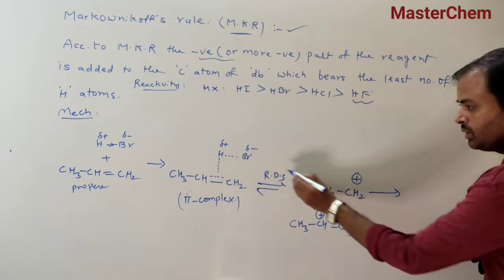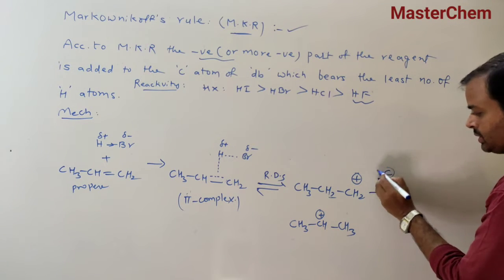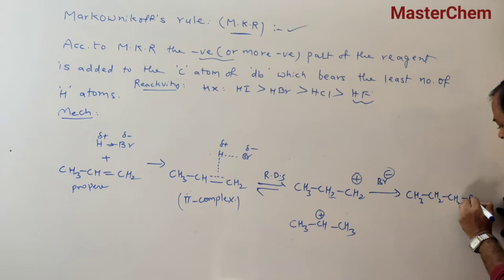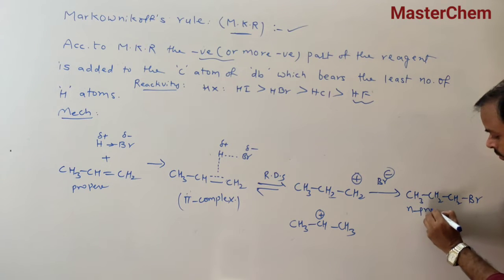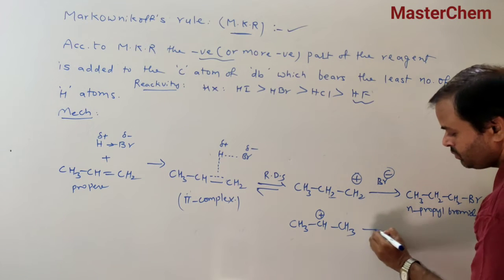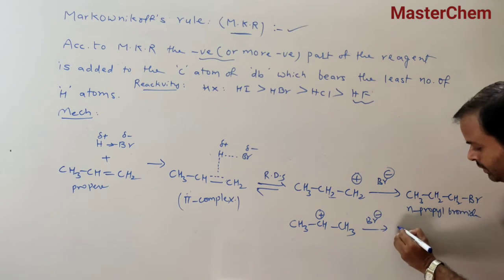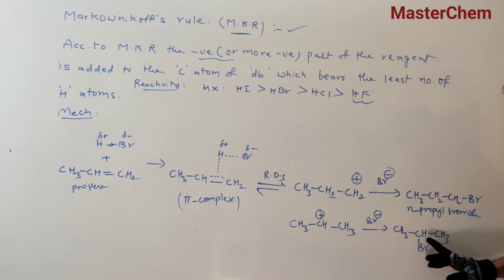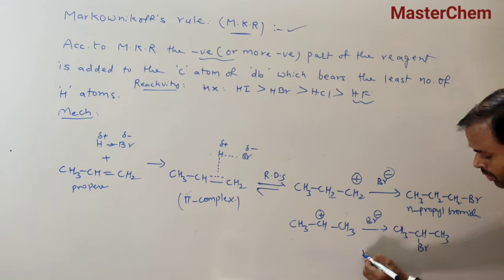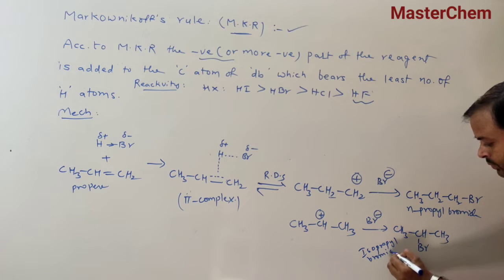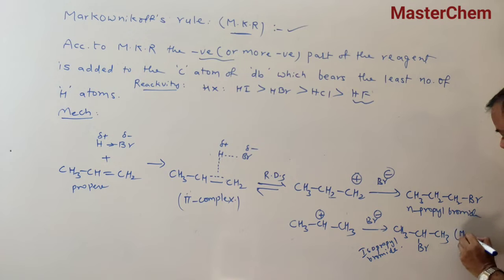Now this with Br minus leads to CH3CH2CH2Br, that is n-propyl bromide. And this one with Br minus, what does it give? CH3CHBrCH3. This is called isopropyl bromide. This is the Markovnikov's product.